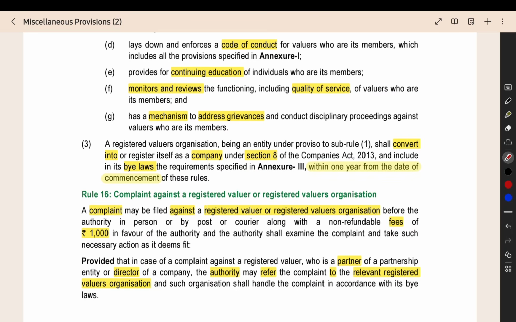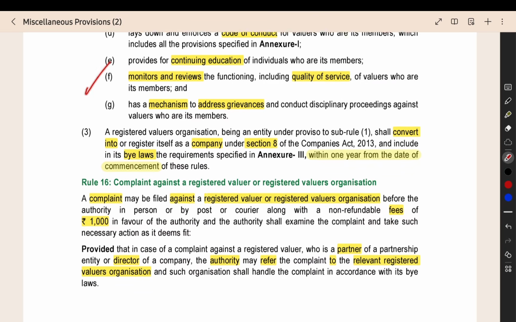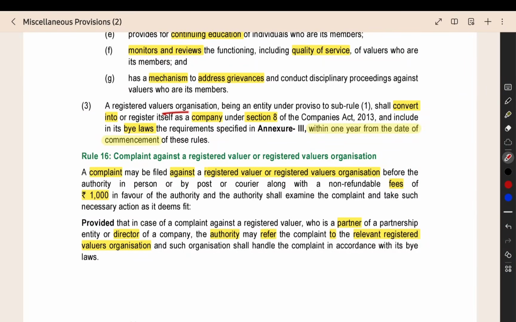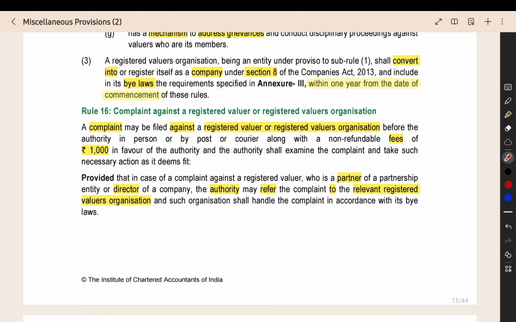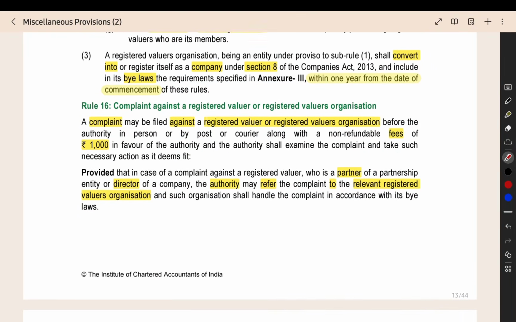That also should be periodically reviewed by the RVO. Then the RVO can convert into a company under Section 8 and include the bylaws. These are also normal requirements only. They have given them for the RVO. If you want to become an RVO, this you have to follow.